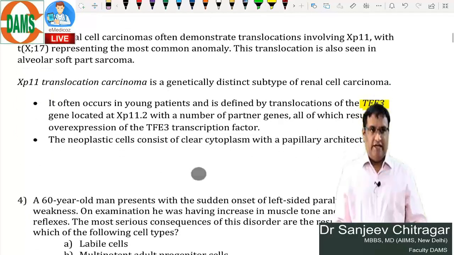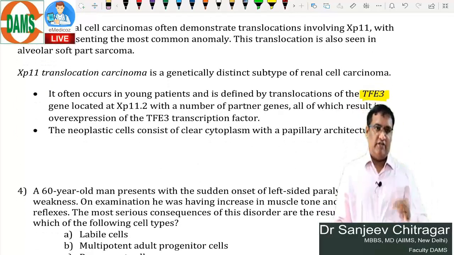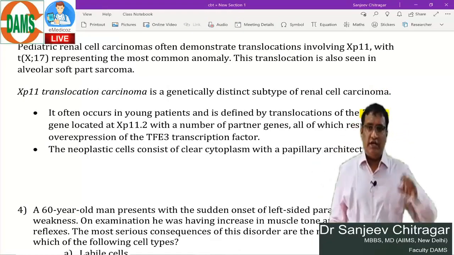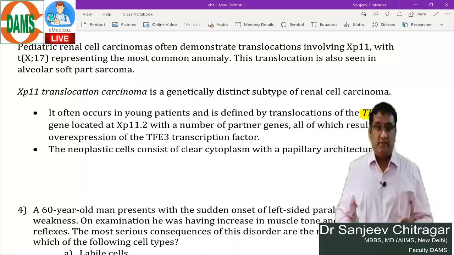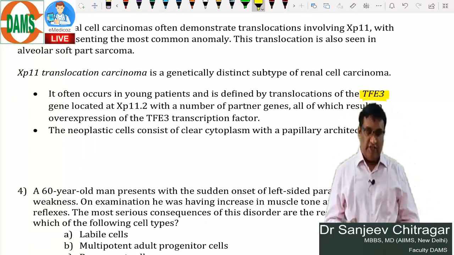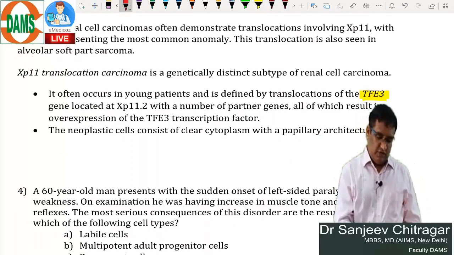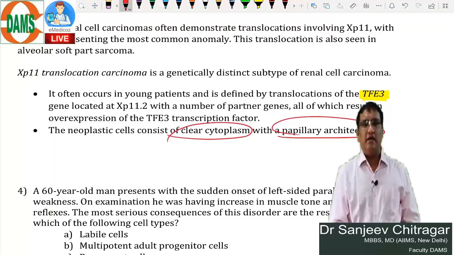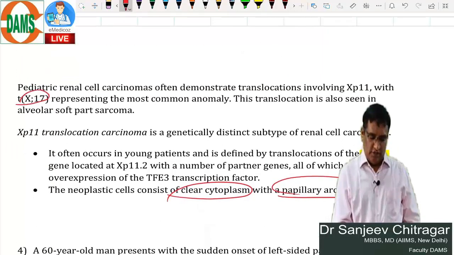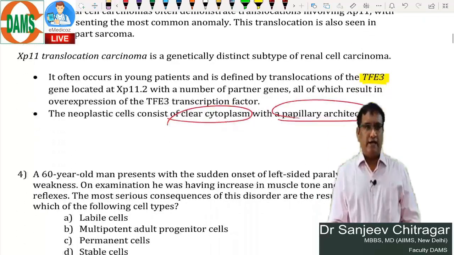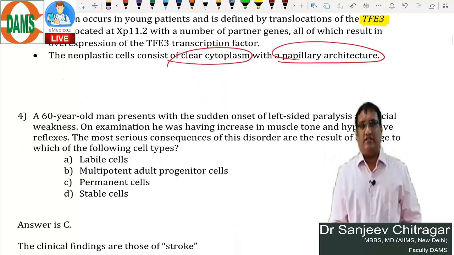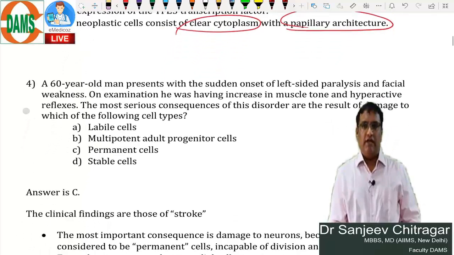The Xp11 translocation leads to a TFE gene, and that TFE gene is responsible for this. These patients will have morphological features of both papillary carcinoma as well as clear cell carcinoma. So there will be papillary architecture seen along with clear cytoplasm. They will ask this question: Xp11 translocation will have an architecture of both clear cell carcinoma of kidney as well as papillary carcinoma of kidney. Next, question number 4.